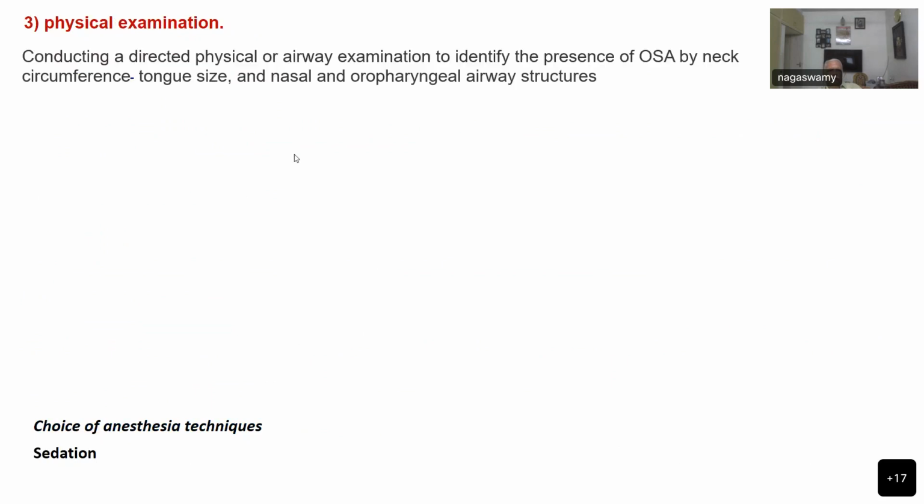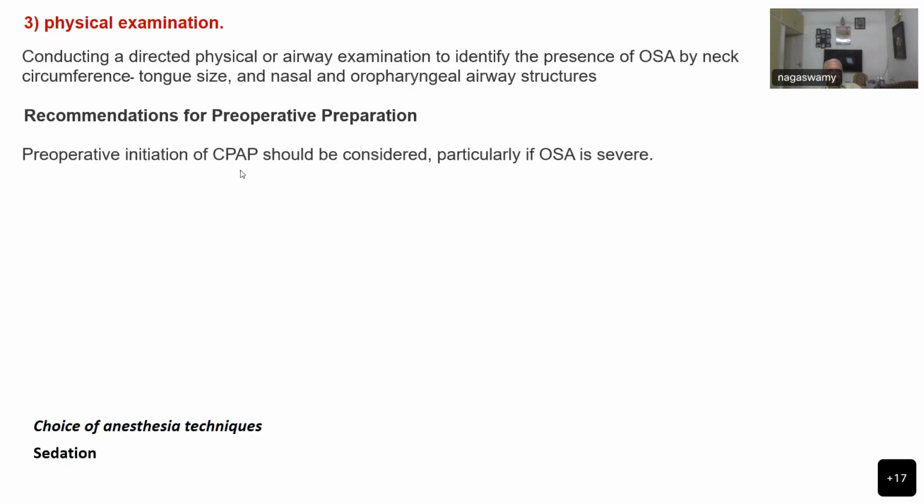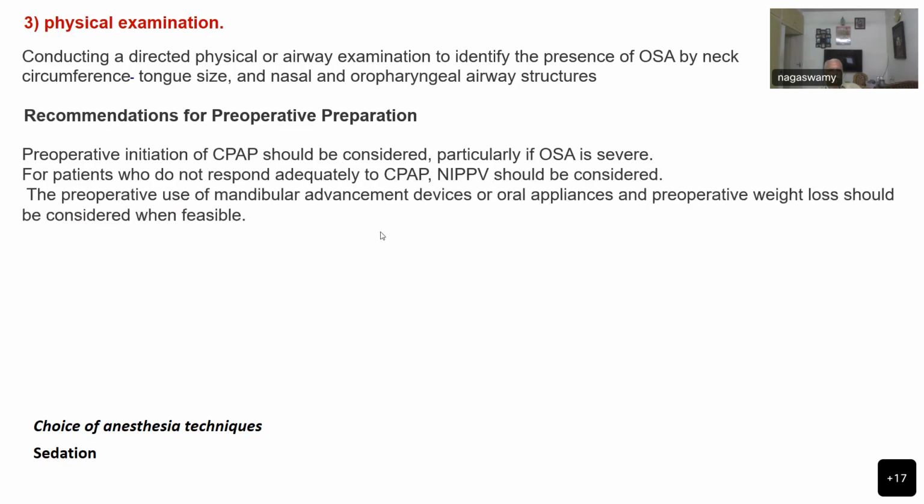And then coming to physical examination, you go for conducting a directed physical airway examination by neck circumference, tongue size, nasal and oropharyngeal airway structure. And then recommendations for preoperative preparation: either CPAP should be initiated, or if it is already in use, the patient should be advised to continue the same thing. And where they don't respond to CPAP, you can advise NIPPV also, non-invasive positive pressure ventilation.